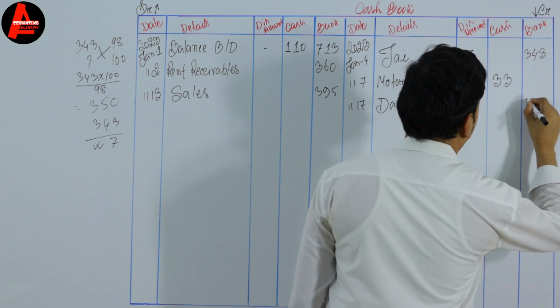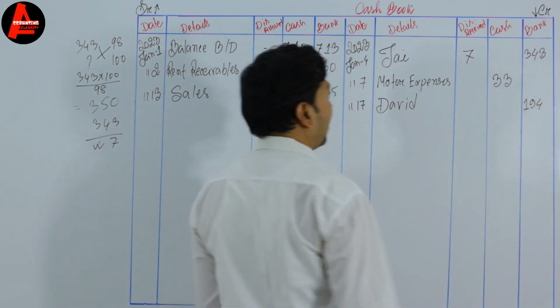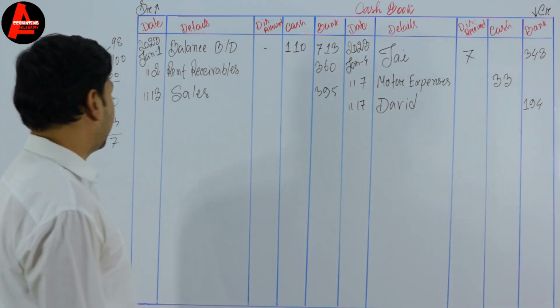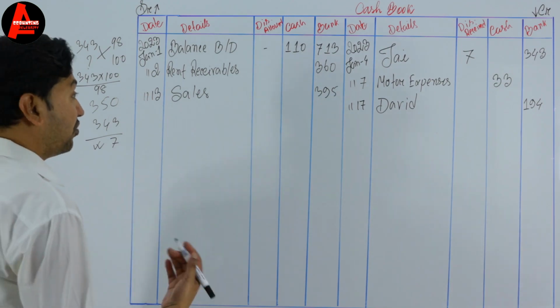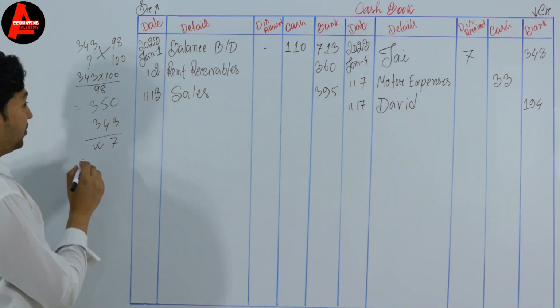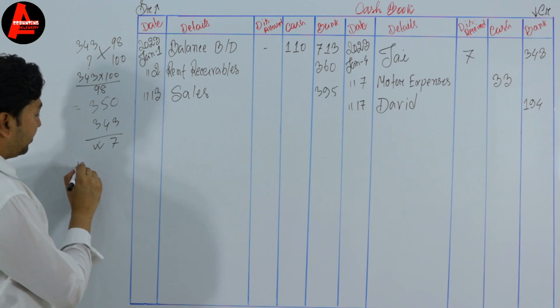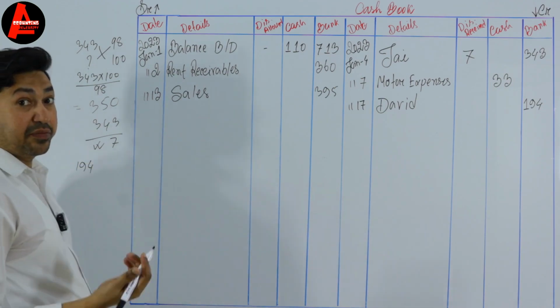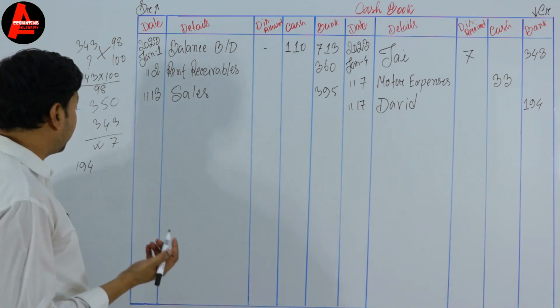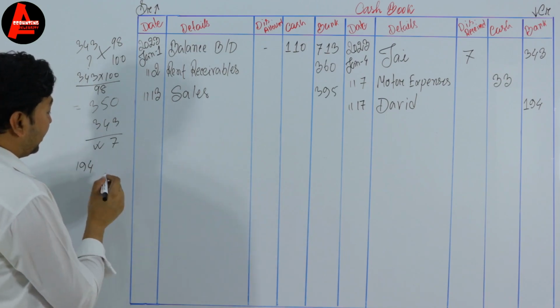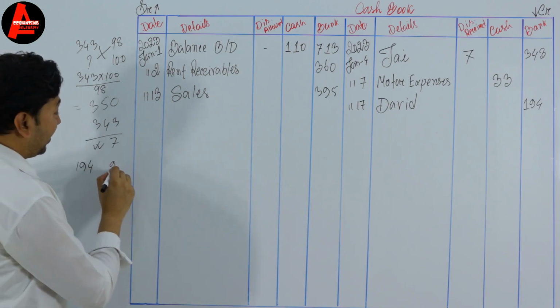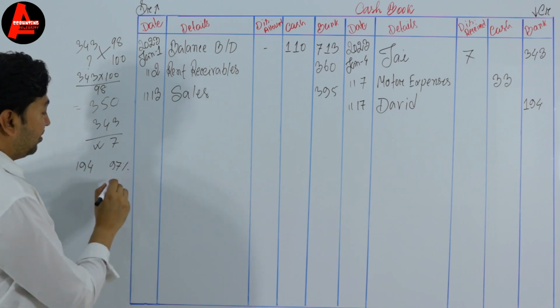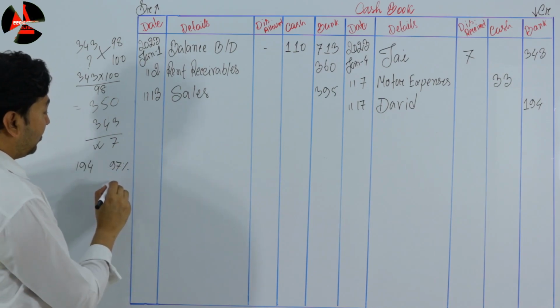Now how much will be the discount? We need to calculate. Same way, here 3%. So if we write 194, 100 minus 3 equals 97. So this $194 is 97%. So we will now calculate 100%.